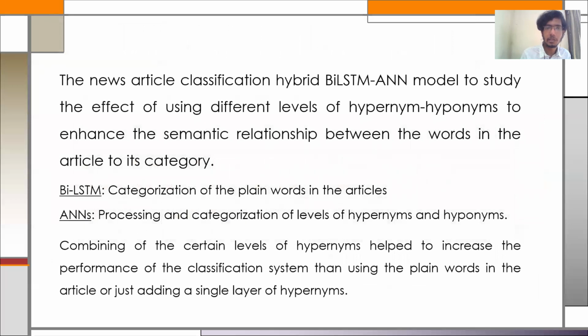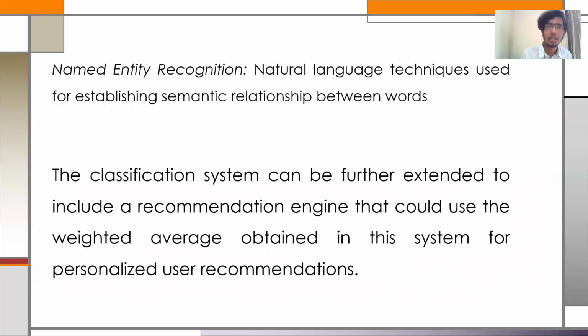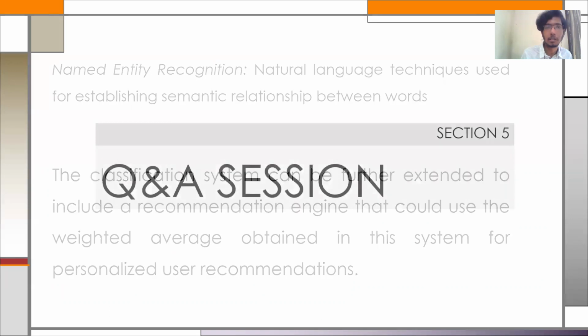So, conclusion and future works. We conclude that we have studied the hybrid BiLSTM-ANN model for different levels of hypernyms and hyponyms, as well as all the 3 together, to study the semantic relationship between words and articles to the category. We can see that using hypernyms alone increases the performance of the classification system rather than using hypernyms and hyponyms, or rather just words alone. Future works would involve named entity recognition, which is a natural language technique to establish semantic relationship between words. The classification system can be further extended to include a recommendation engine that could use the weights obtained from this system for personalized usage recommendation.